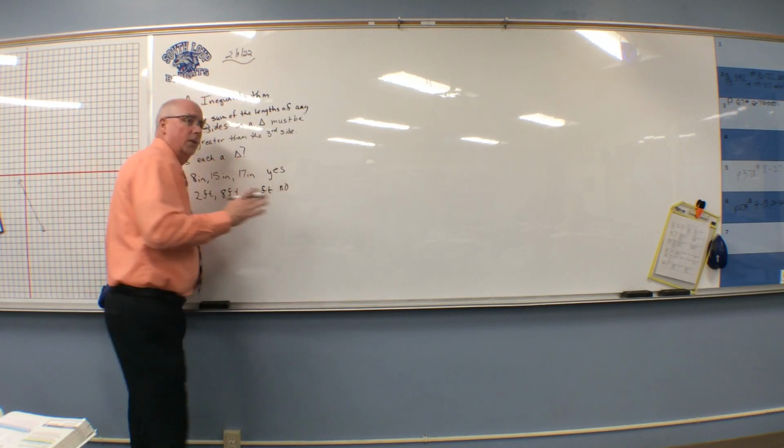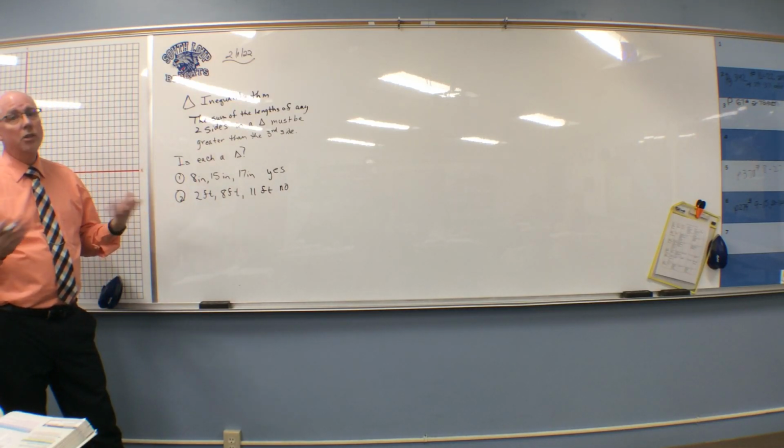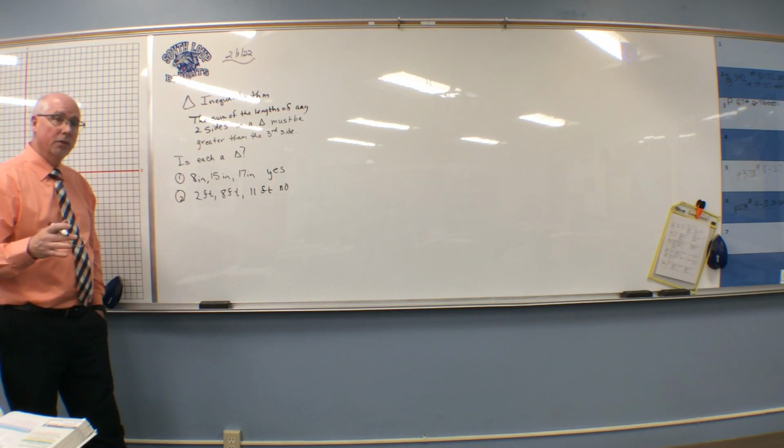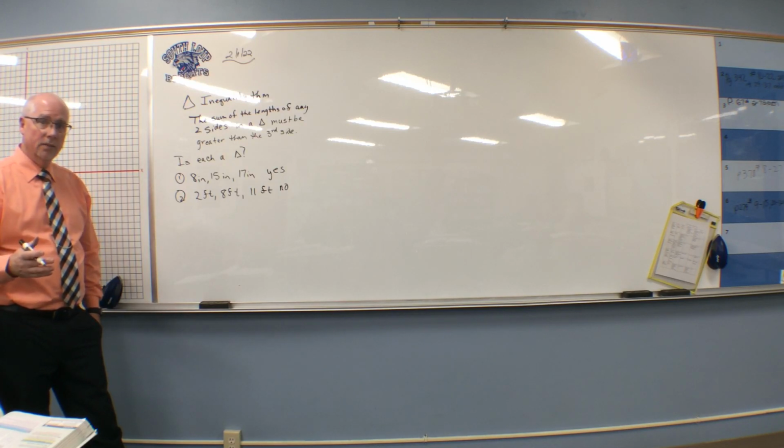And it has to be all 3 combinations. Once you find one that fails, you're done. But if you don't find a failure in the first one, it doesn't mean that it's automatically a triangle. Do you understand this? Okay.